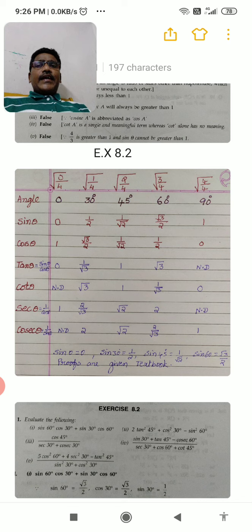If you practice this table two or three times, there is no need to remember the values, and by practicing the sums it becomes easy to remember the angles also. This whole exercise depends on this table only. If you draw the table by this technique in rough work, you can just look and copy the values.